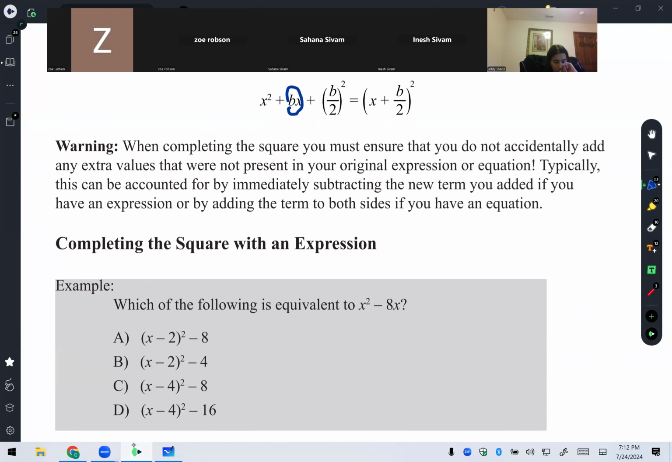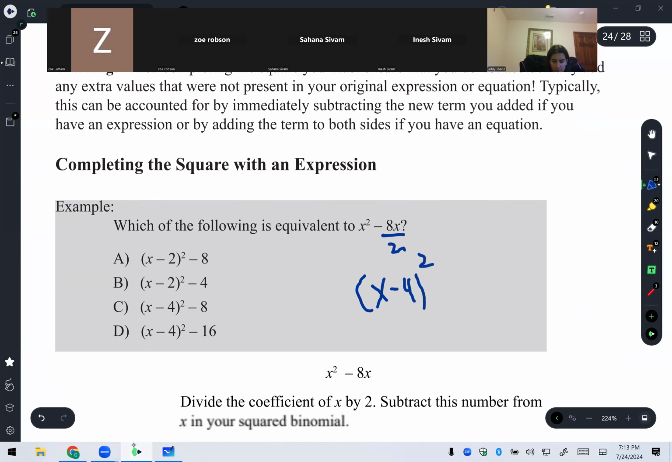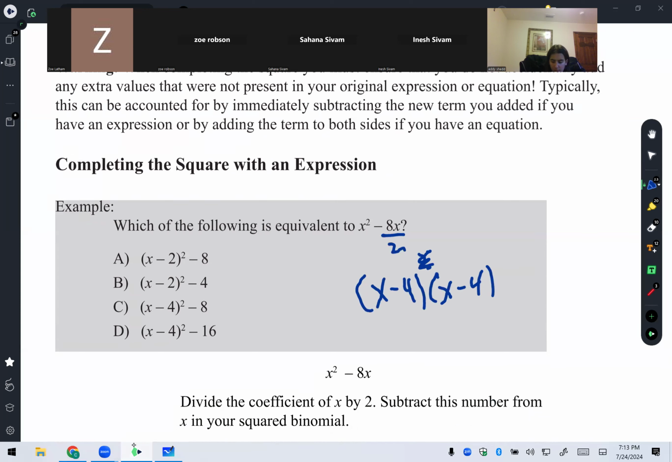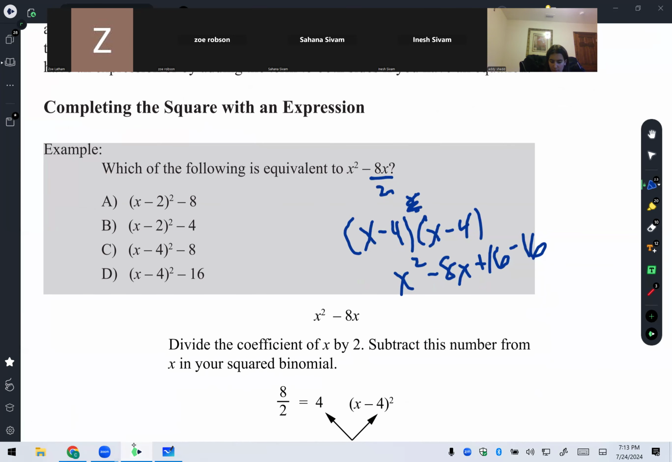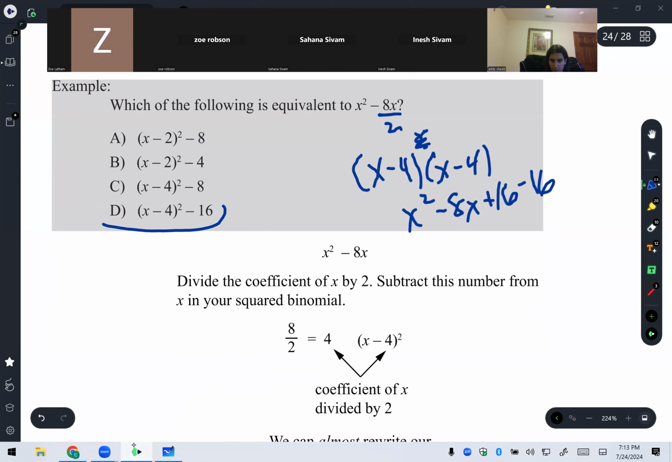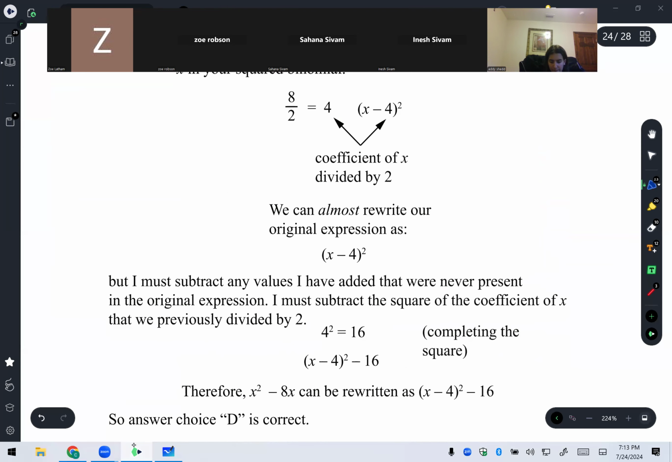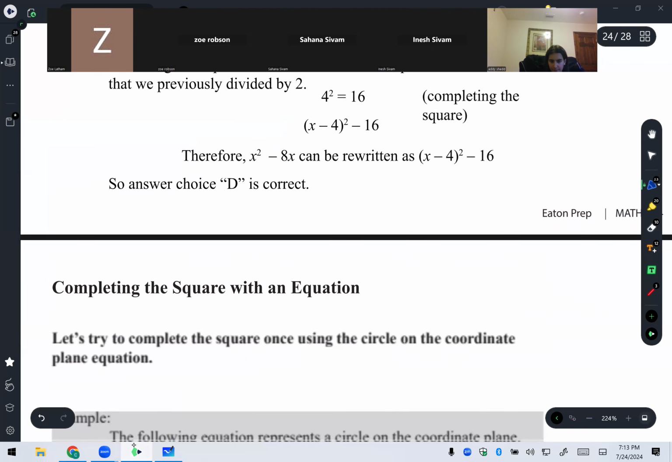If we have x squared minus 8x, we're going to divide the 8 by 2. That'll be x minus 4 squared. And then if we FOILed x minus 4 and x minus 4, I hope I'm not going too fast, that would be x squared minus 8x plus 16. And so we would have to subtract the 16. Which was D, I guess? Yes, which is D.